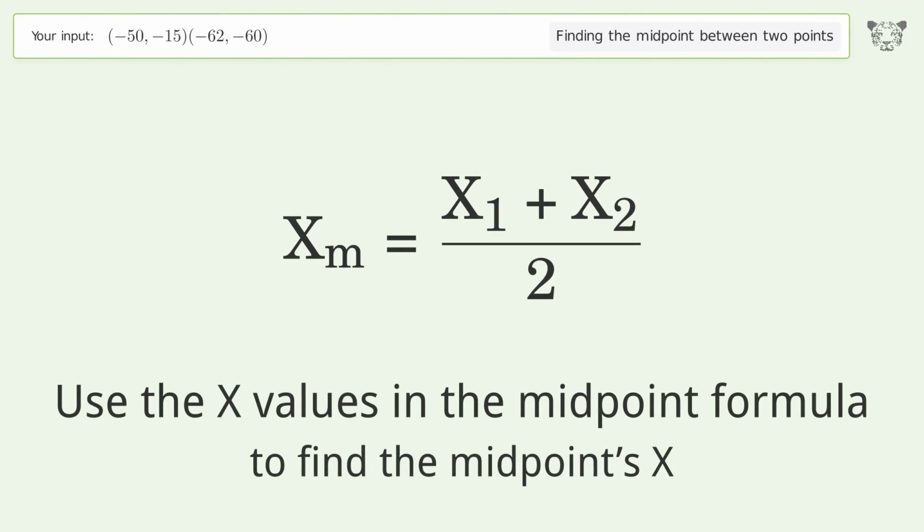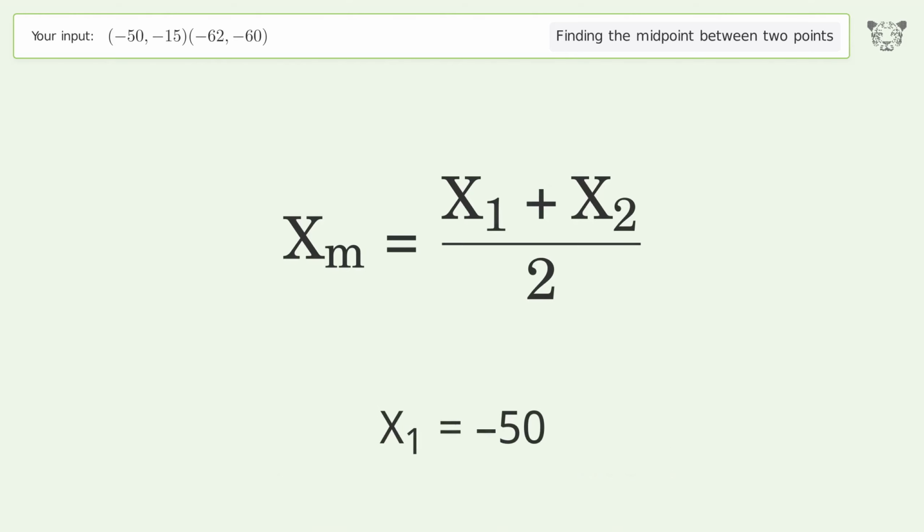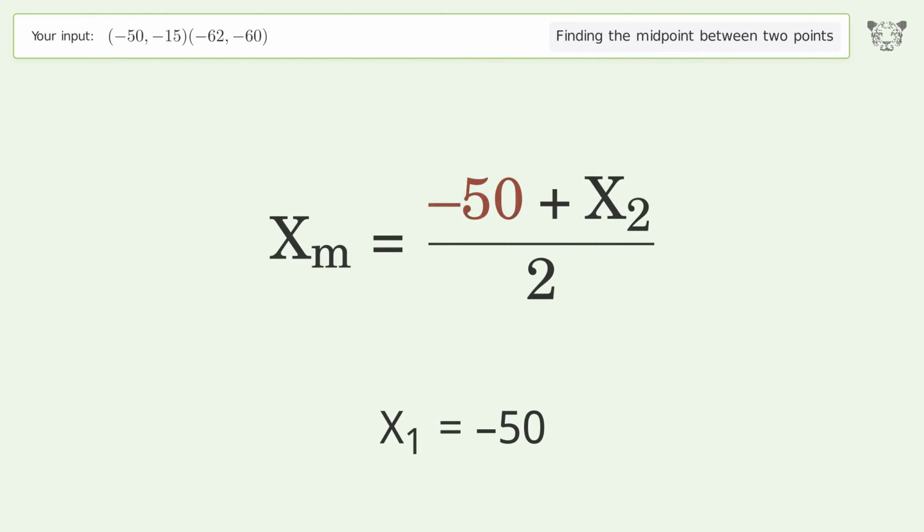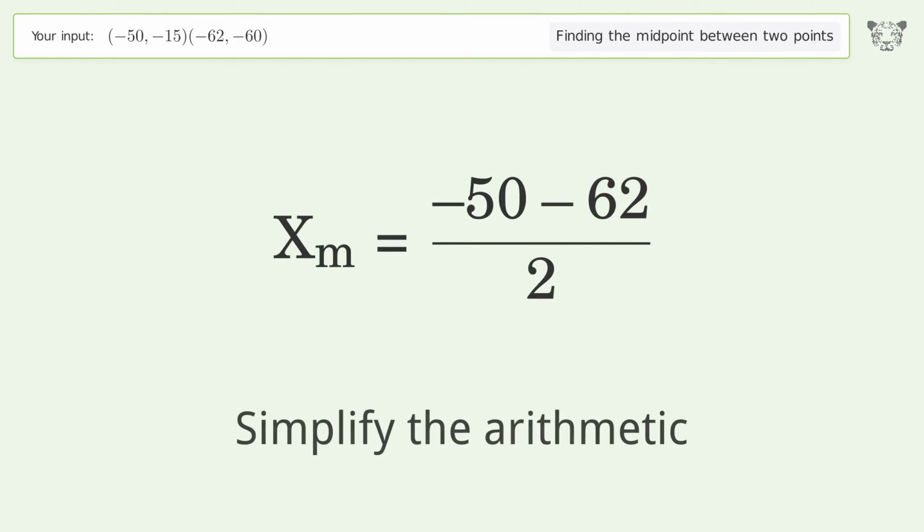Use the x values in the midpoint formula to find the midpoints x. x1 equals -50. x2 equals -62. Simplify the arithmetic.